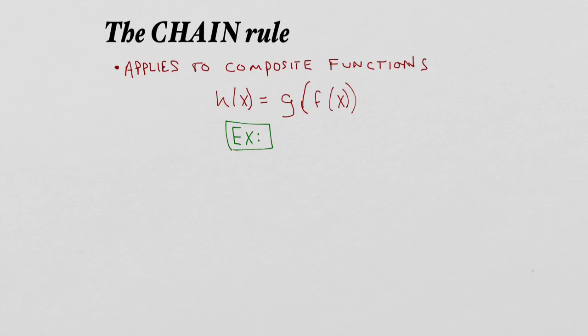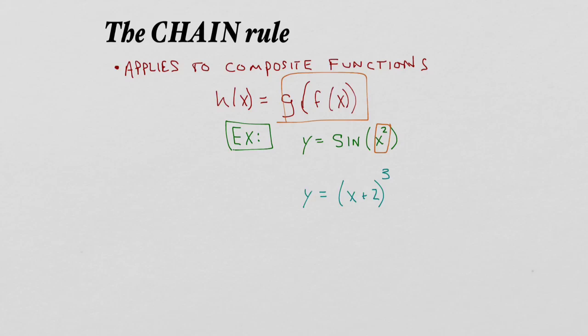For example, y equals sine of x squared is a composite function. We have an inside function and an outside function. You can think of it that way. X squared is a function that, in terms of our g of f of x notation, would be the f of x, and then the g of x function is sine of x.